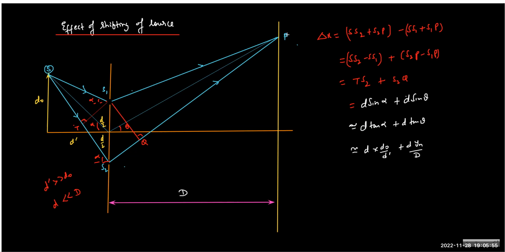Now, if you know this much, then this is more than sufficient to solve any question, because eventually, whatever condition you want to derive, let's say maxima or minima, the process remains the same. Now what will happen to the zero order maxima, where we were getting the zero order maxima earlier in the symmetric case at O?